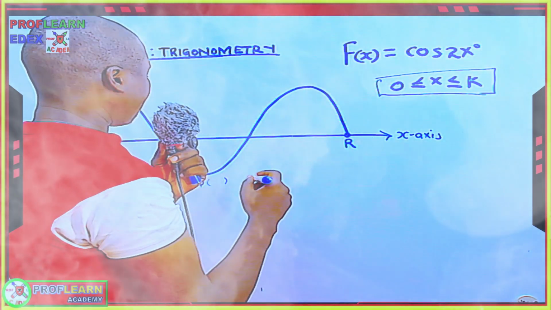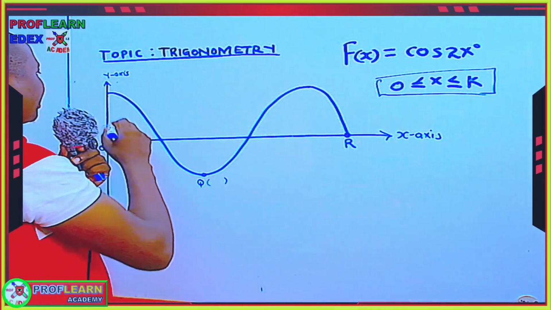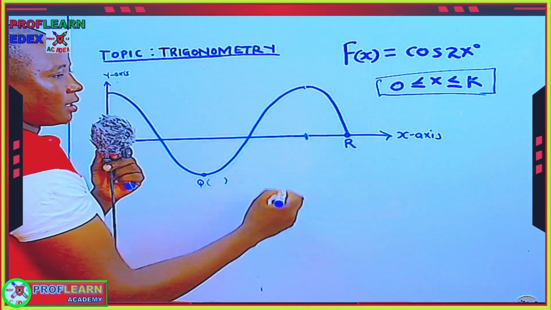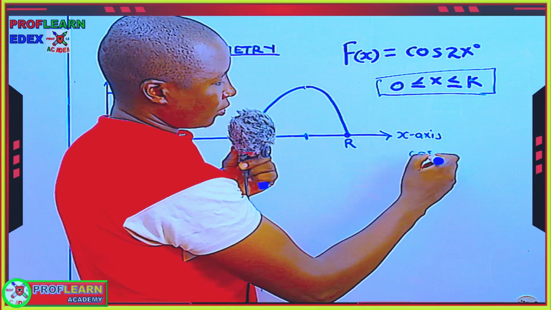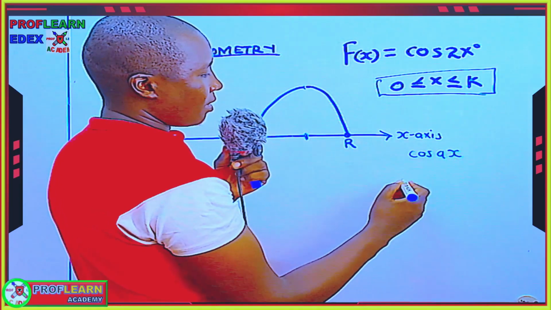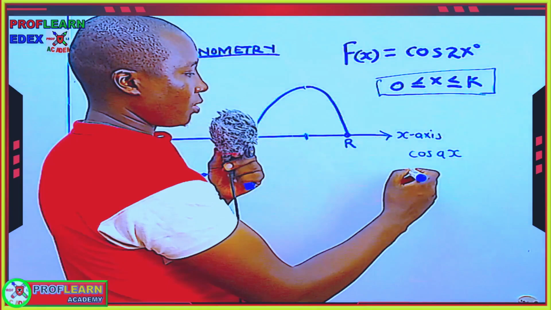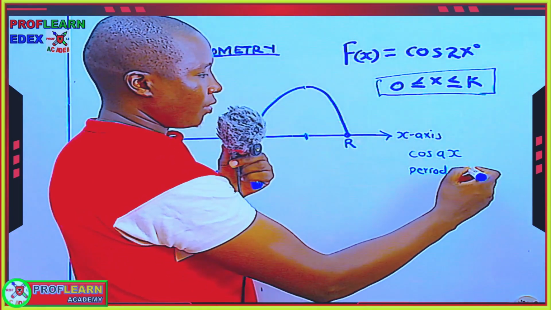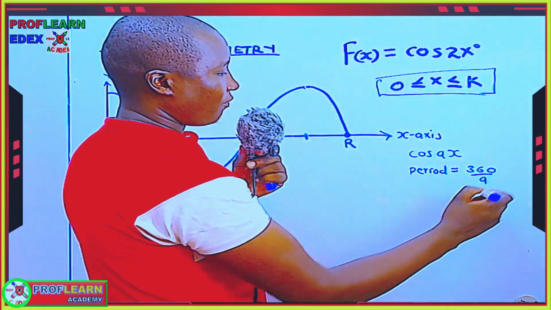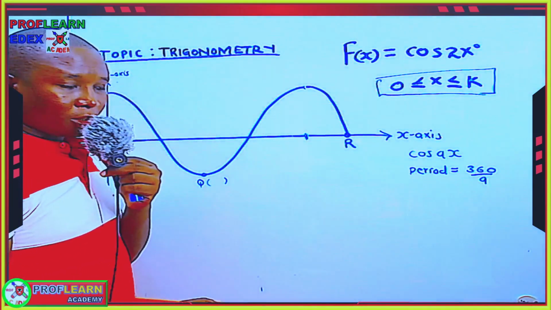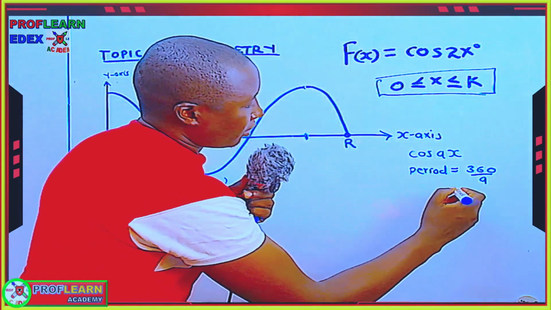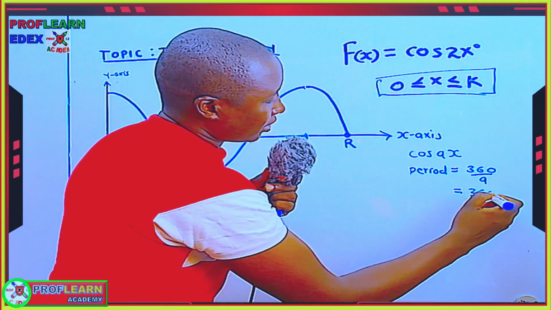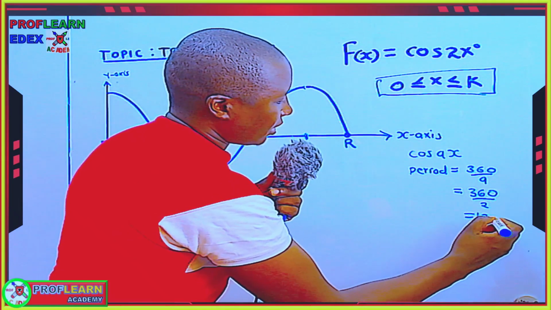So in order to find the period of this wave, remember the period of this wave is going to end at this point. This is where the period ends. And we know that if you have cos ax, then to find the period of this wave, you say the period is equivalent to 360 divided by the value of a. So for our case, because this is 2 here, it will be 360 divided by 2, and that's 180 degrees.